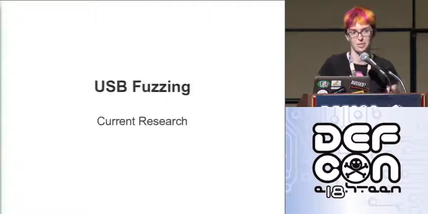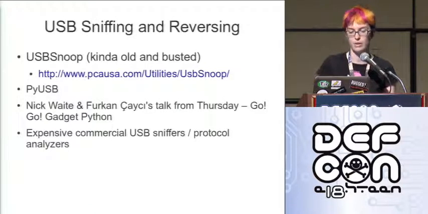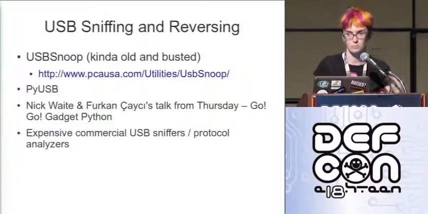I'm going to do a little bit of a summary about the current research and then hand it back over to follower. So in terms of USB sniffing and protocol reversing, there's the old and busted USB snoop, which is still workable up to Windows XP, but doesn't work on Vista or 7. It is useful, but produces kind of crappy output. Pi USB is useful for that as well.